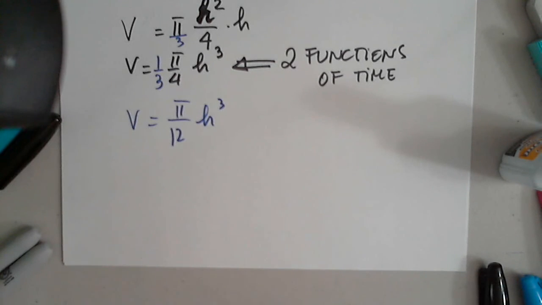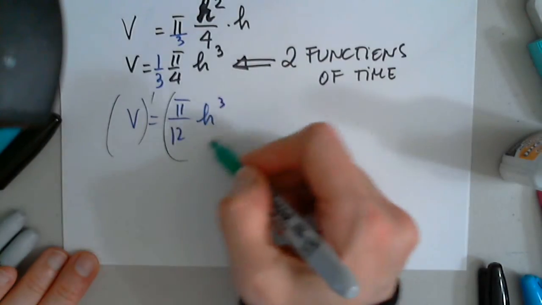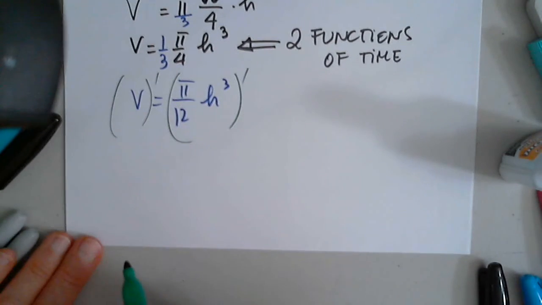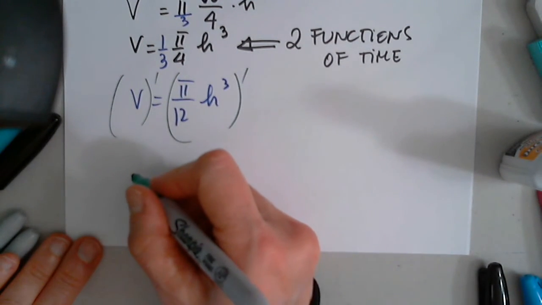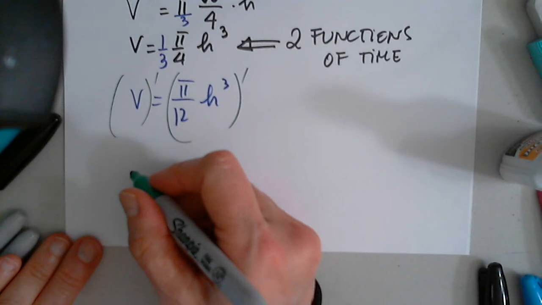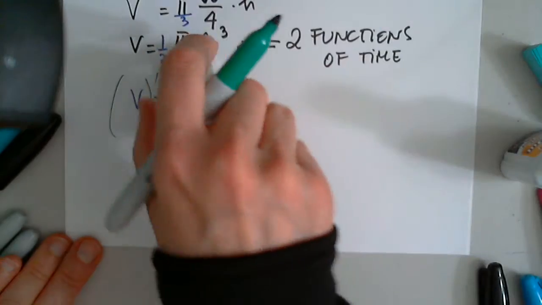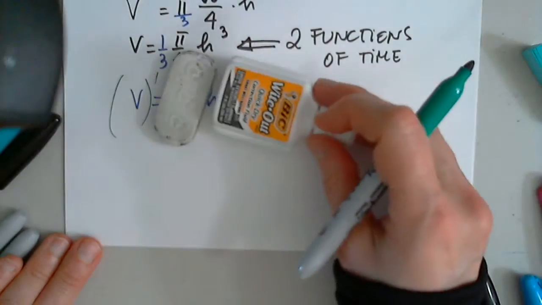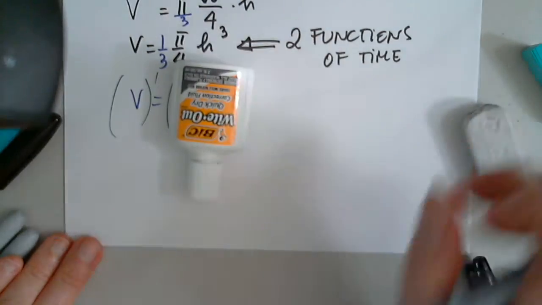Anyone? Javon, what do you think we should do? Move the 3 to the front. You're saying to differentiate both sides. Yeah. Good. So what do we have on the left-hand side? Good. What do we have on the left-hand side? dV dt. Of course.